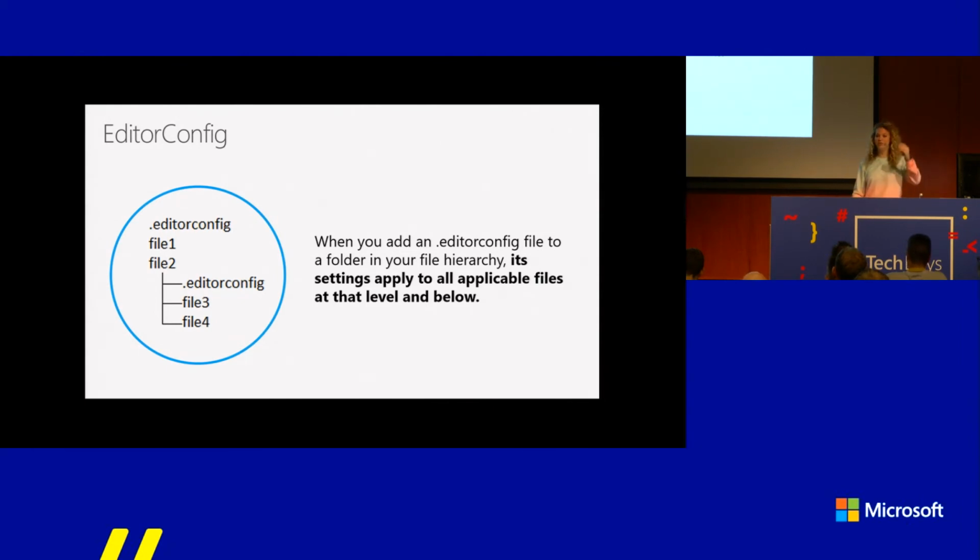And so the way it works is you just put the file in a directory, and it'll apply to every file inside that directory. Here's an example. The top editor config will apply to files 1 through 4. And if you want to override any of those, you can now put another one in a subdirectory and it'll apply. So the second editor config applies only to 3 and 4.